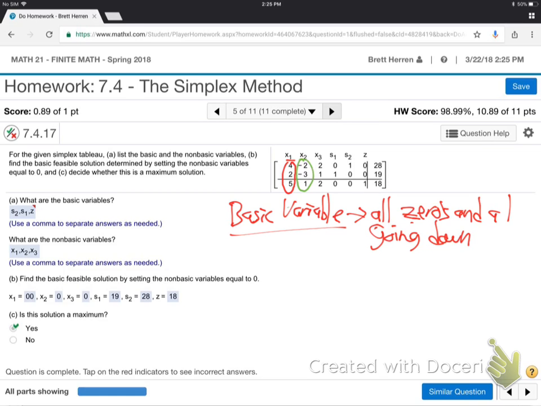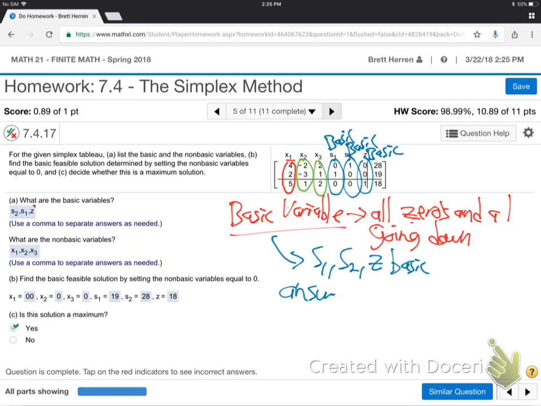How about X2? Is he a basic variable? Does he have all zeros and a 1? No. No way. How about X3? Does he have all zeros and a 1? No. Nope, he's not either. How about S1? Has he got all zeros and a 1? Yes. So he's basic. How about S2? Is he all zeros and a 1? Yes. He's what we call basic. How about Z? Is he all zeros? Yes. So for this particular problem, it's going to change from problem to problem. In this particular problem, S1, S2, and Z are all basic, aren't they? They're all basic. Which means what?